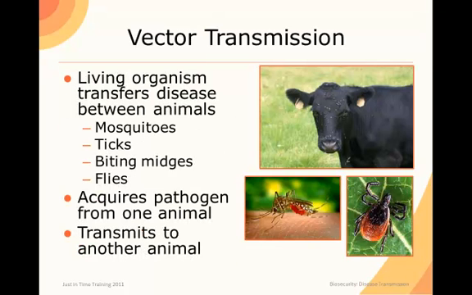Lastly, some diseases are spread by vectors. This involves living organisms, most commonly insects, able to transfer microorganisms from an infected animal to another. Mosquitoes, ticks, midges, and flies are common disease-carrying vectors.